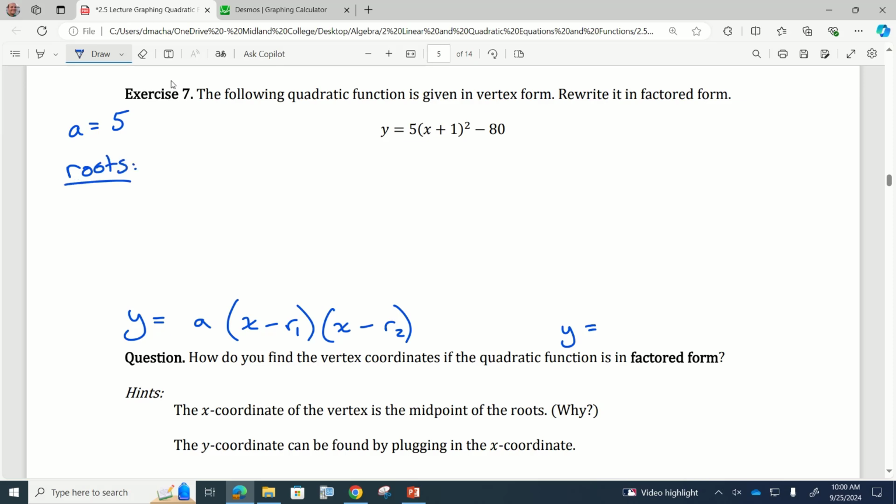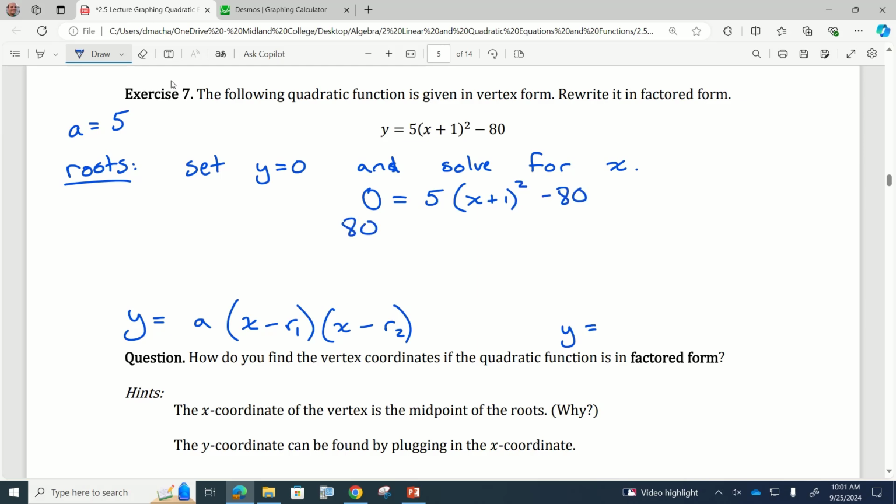To find the roots, we set y equals 0 and solve for x. Remember, the roots of your polynomial are the zeros of your function. And what a 0 means is you set the y value equal to 0 and you find what are the x values that make y equal to 0. So I'm going to rewrite this function as the equation 0 equals 5 times x plus 1 squared minus 80. And then we solve for x.